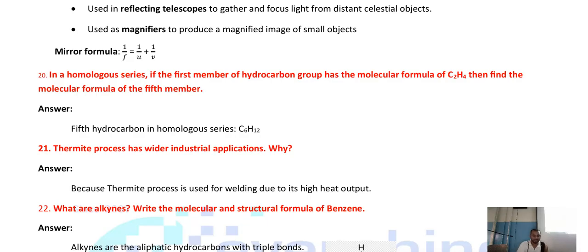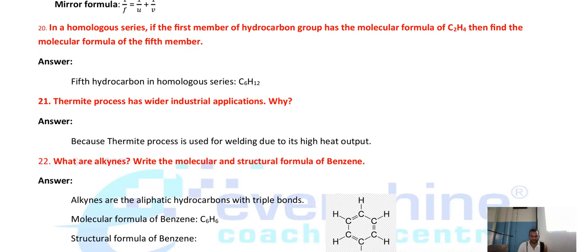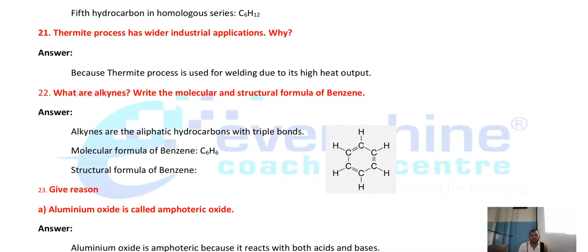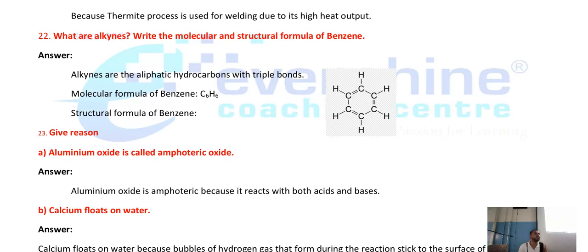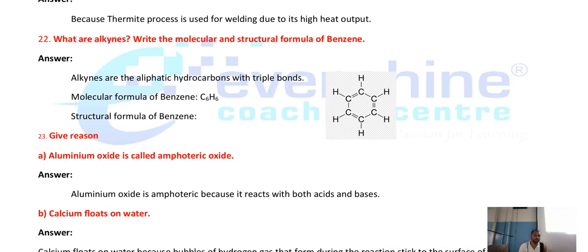Fine. Observe here. Now here, thermite process is used for welding due to its high heat output. So solder alloy we have used, no? Where we use solder alloy? In the thermite reaction we use solder alloy to join railway tracks. So those are the uses of thermite process. Next, what are alkane, alkenes, alkynes? We have done it. Molecular structural formula in part 2 video we have completed.